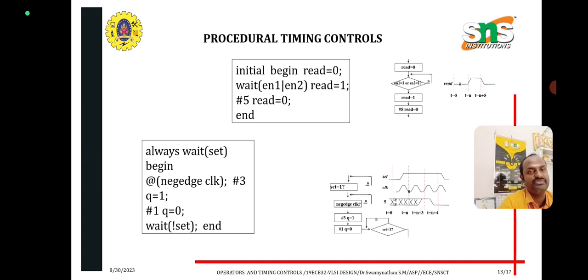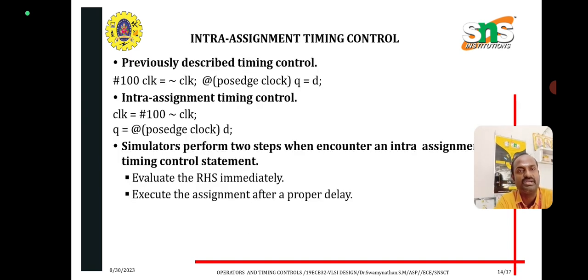Next, always wait at the set. So begin at the negative edge, wait for 3 seconds, and again Q is equal to 1. After Q is equal to 1, it is displayed; again it waits for 1 second and displays Q is equal to 0. And again it waits for a few seconds. That is set; set means exclamatory set, that is reset. So again reset, and it goes through another cyclic process. Again the loop runs. So this is the procedural timing controls.